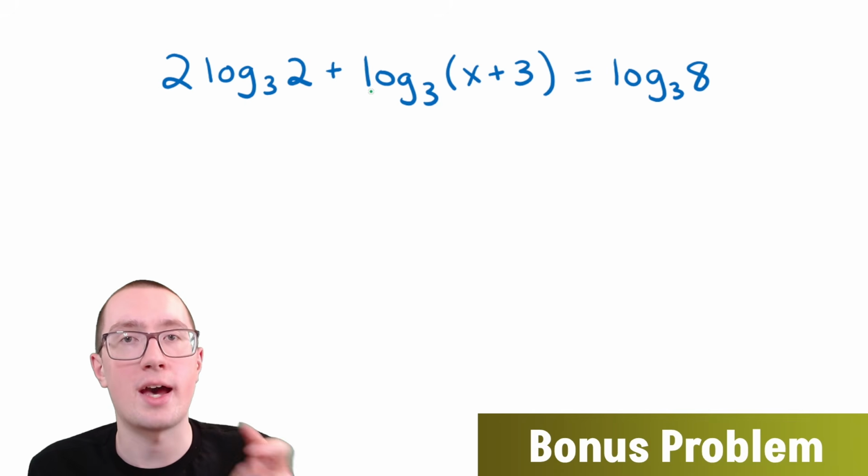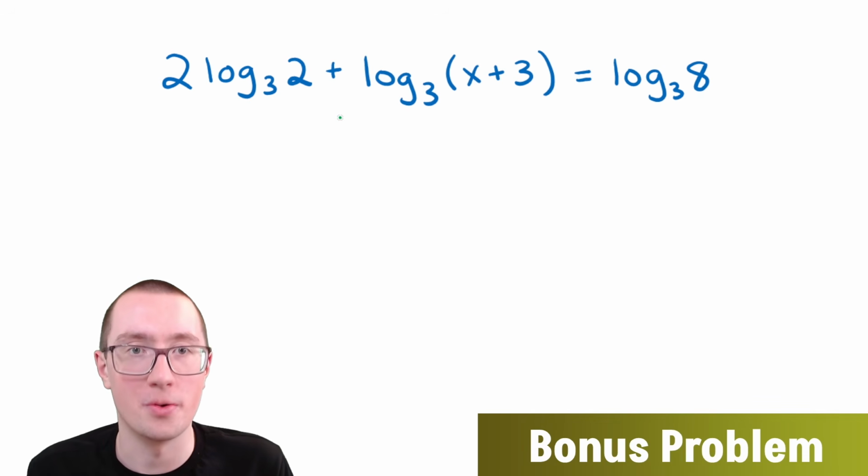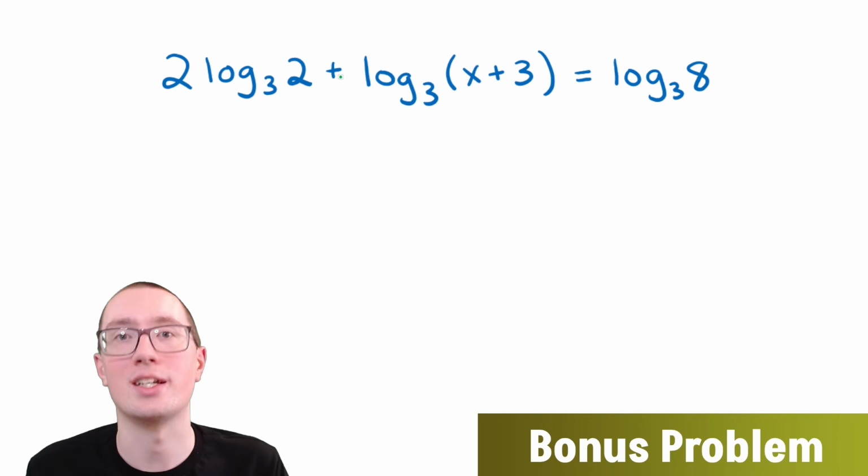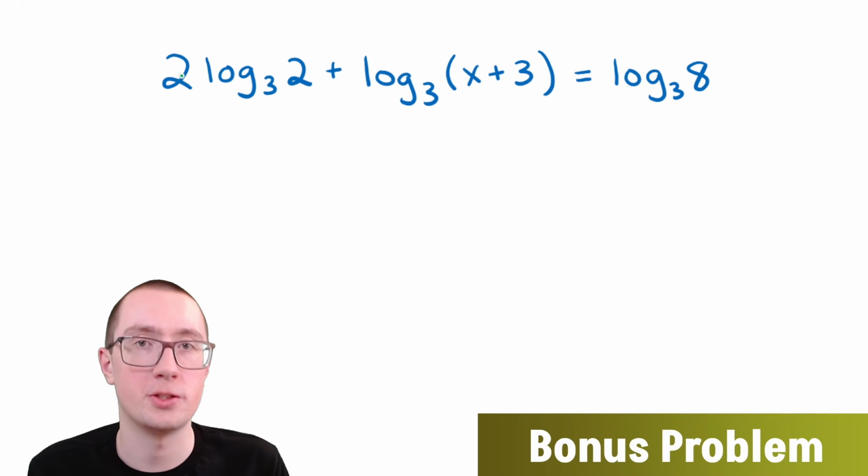The only issue with adding these two logs together, though, is that there's a 2 in front of this log. So we need to get rid of this 2 so that we can add the logs together and then cancel out the logs. So let's start with this 2. This right here is multiplication because there's no sign in between. So it's multiplying 2 times the log.